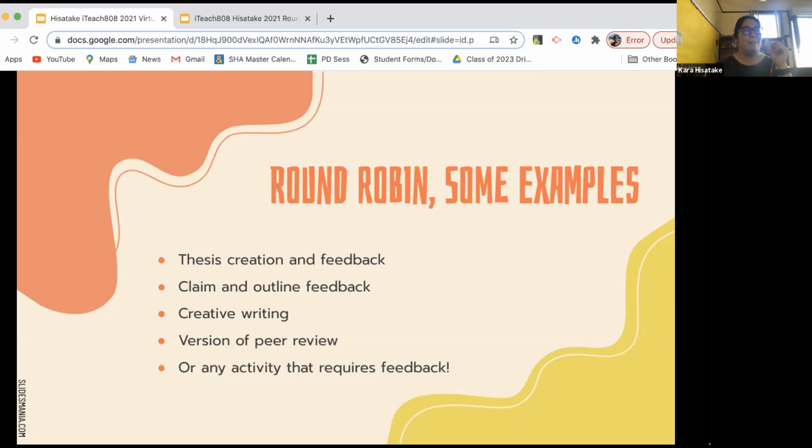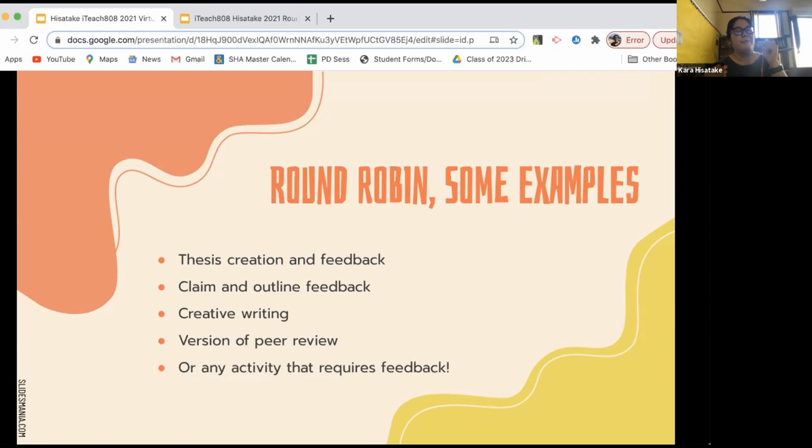So like I've done it with having students create thesis statements, and then after they create their thesis statements, they give feedback all on the same slide. I've had something similar to that, having them write claims or points for an essay from their outlines and then getting feedback. The example I just showed you lines up with creative writing, right? You could also do that.